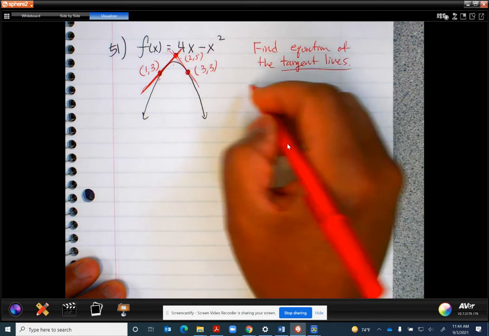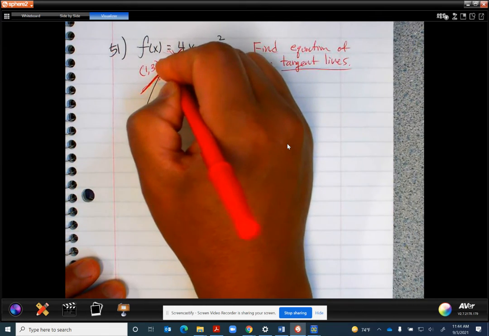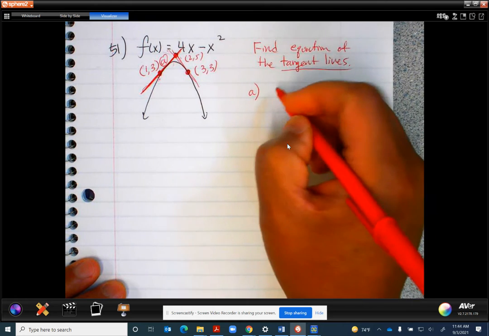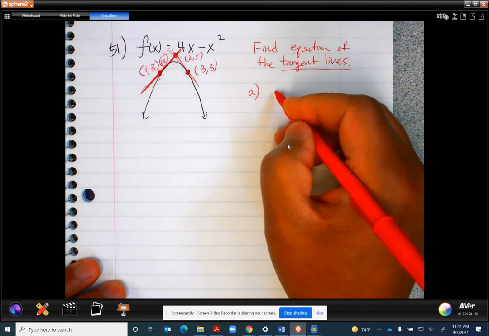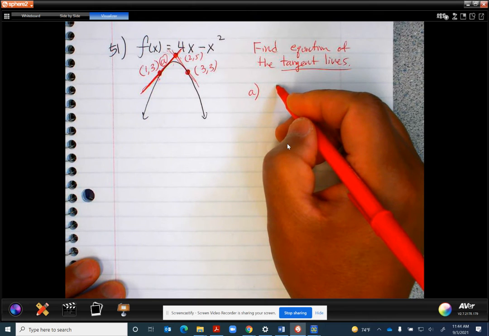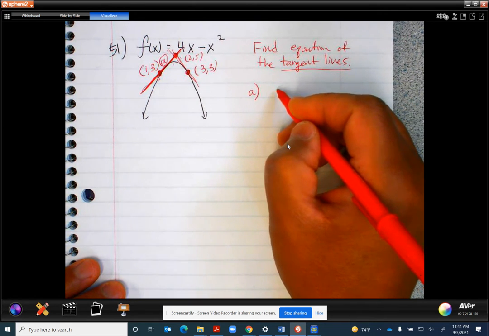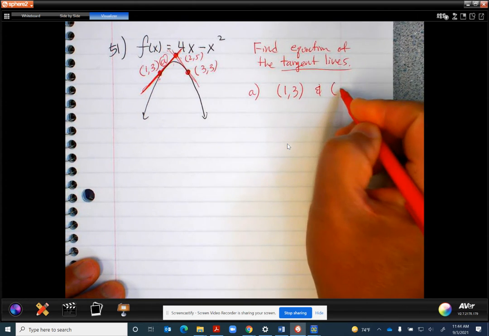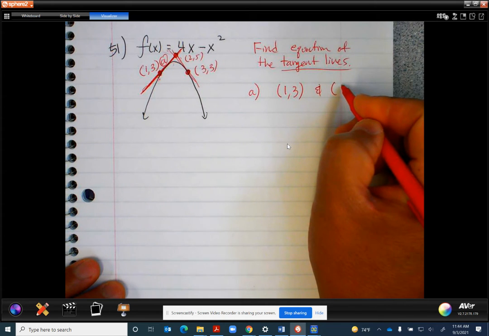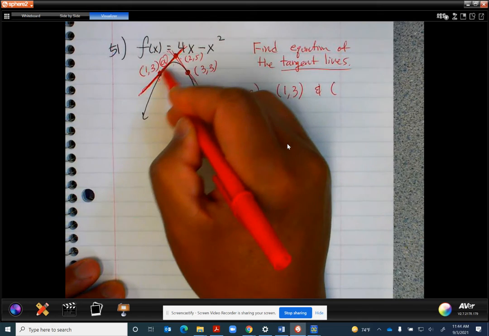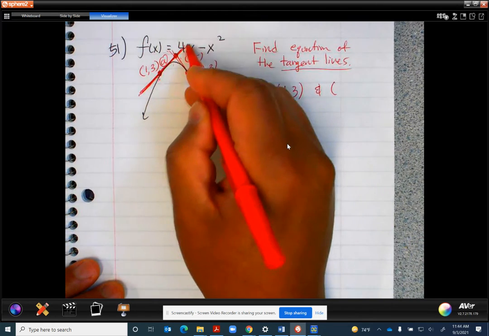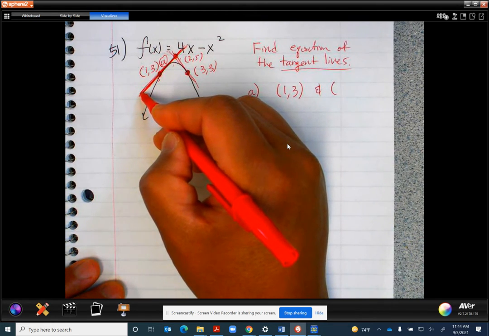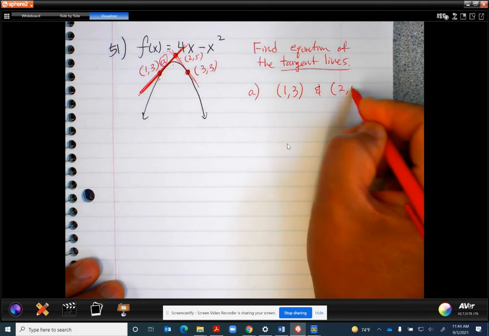So I'm going to label this as part A, okay? We have 2 points. What are the 2 points that we have for the part A line? What 2 points are we using for that line? We're not using 1, 3, and 3, 3, guys. For this line, what 2 points are we using? 1, 3, and 2, 5. That's what we're using.